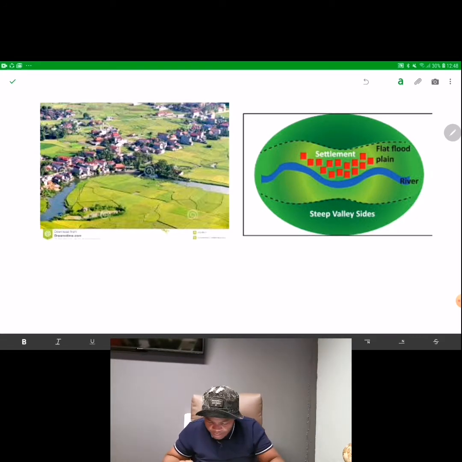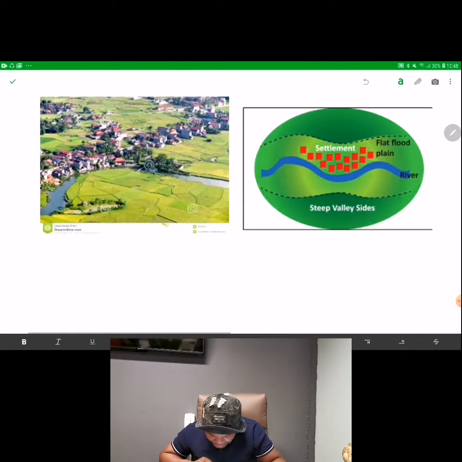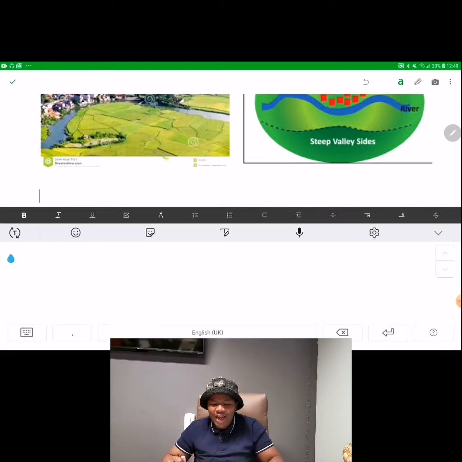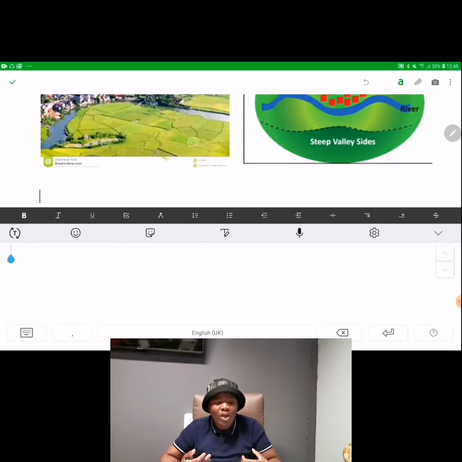And then again, another thing that influences the site and the situation is the drinking water from the rivers or the natural spring, your wells, and then again your arable land, and then again the building materials. The availability of the building materials also attracts people to stay on a specific settlement.